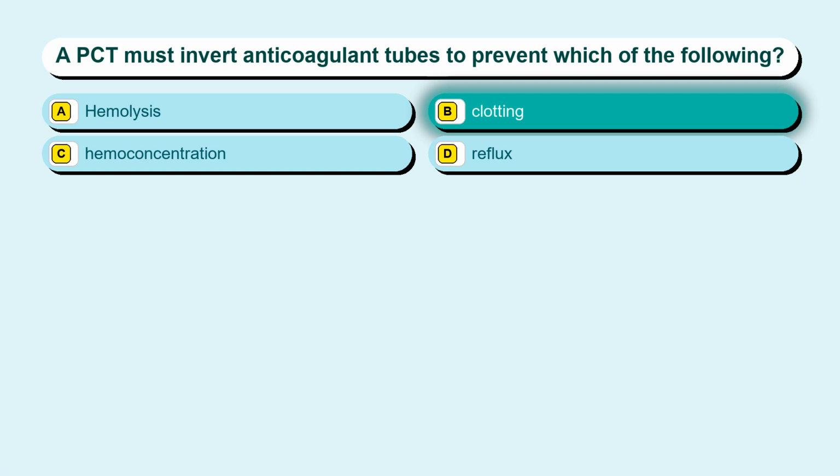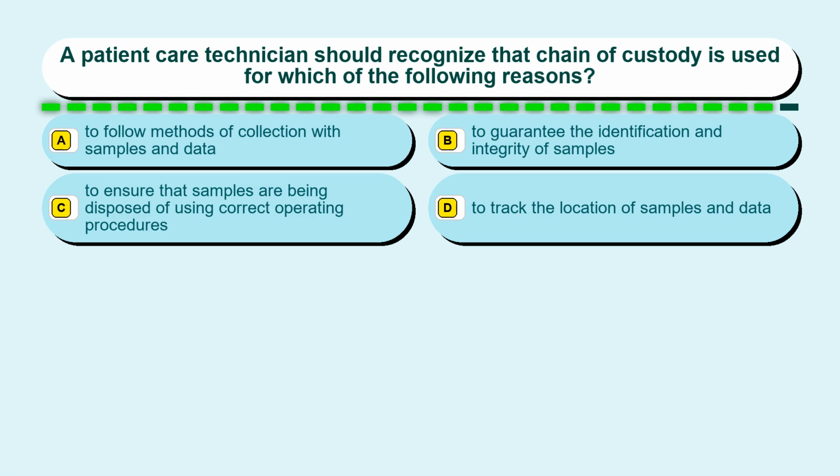The correct answer is option B, clotting. Question 76. A patient care technician should recognize that chain of custody is used for which of the following reasons? Option A, to follow methods of collection with samples and data.